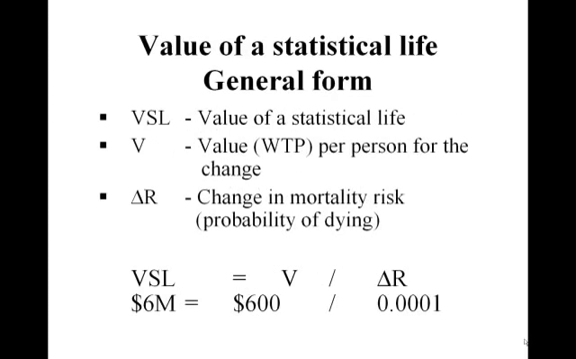The general approach for measuring a value of a statistical life can be shown in this formula here. So we've got three terms here. The value of a statistical life is equal to V, which is what you're willing to pay for a change in the probability of risk, divided by delta R, the change in mortality. You simply divide V by delta R and you get your value of statistical life. So in my case, I came up with a willingness to pay of $600. I divided that by 0.0001, and that gives me $6 million.